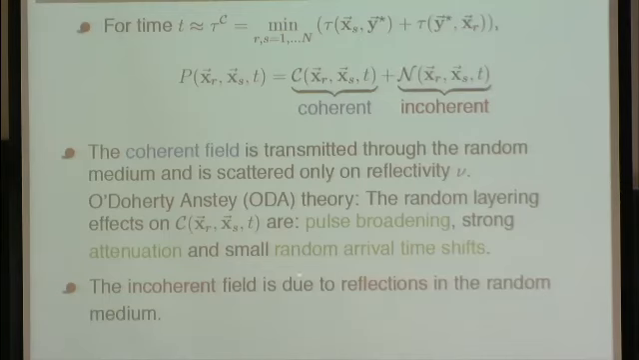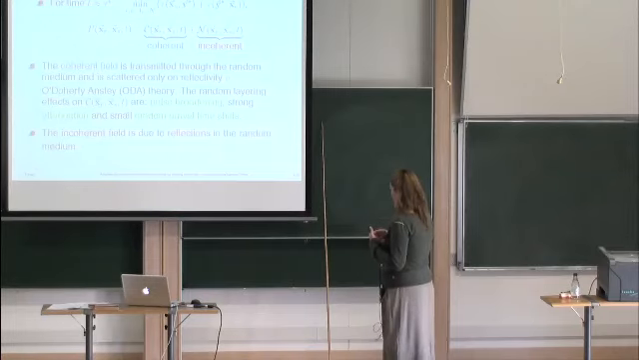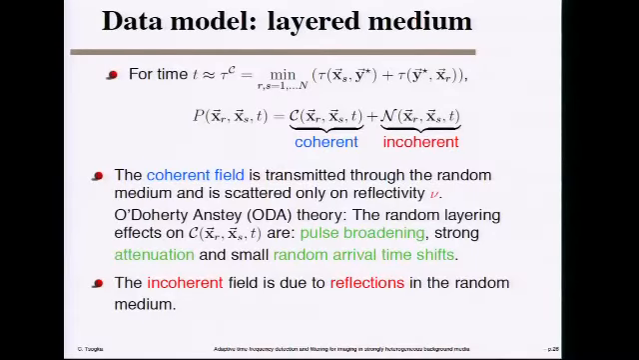This is what we call the coherent field. And then we have the incoherent field, and this one contains all the reflections of the waves with a random medium. And then, okay, this is what we get at the window that contains the echoes from the object.